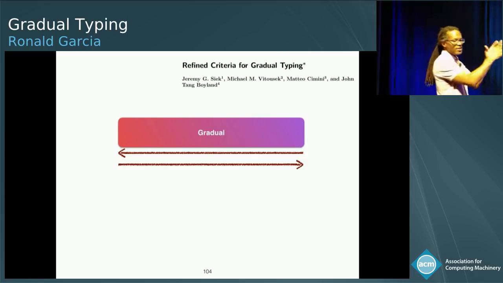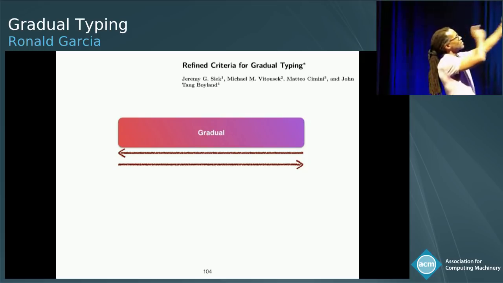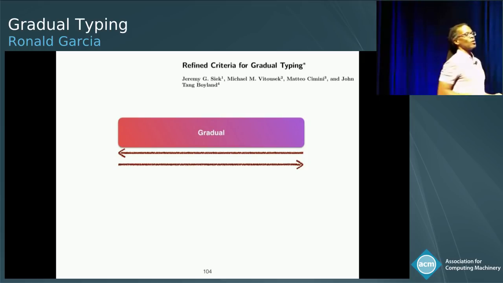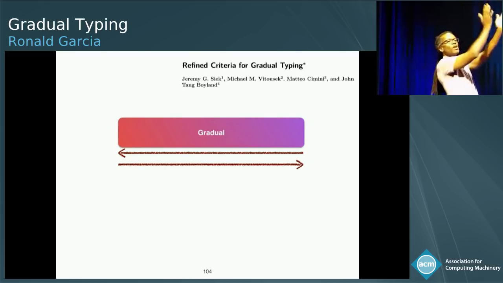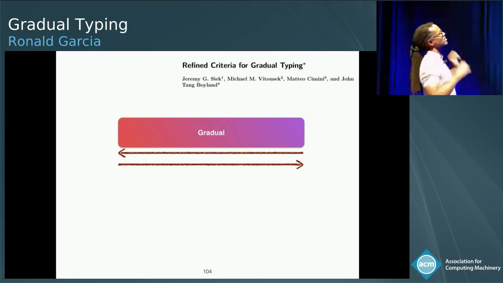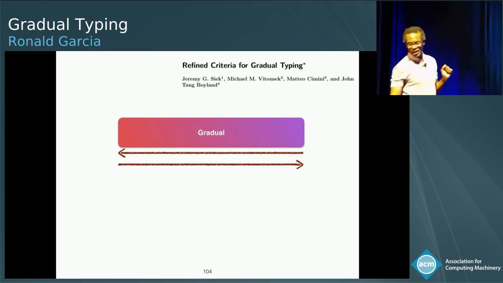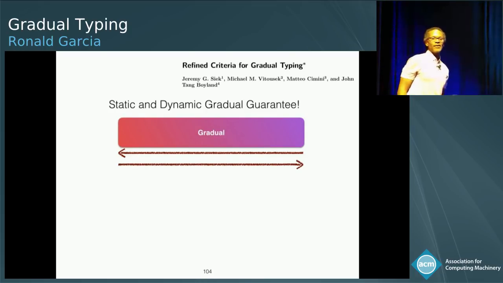Now, once you're in the gradual world, there's this set of properties that talks about what's the relationship not just between fully static and fully dynamic, but what happens in the middle, especially when you're thinking about this fine-grained dynamism. And so Jeremy and his colleague came up with these refined criteria, which include these two that are called the static and dynamic gradual guarantee.